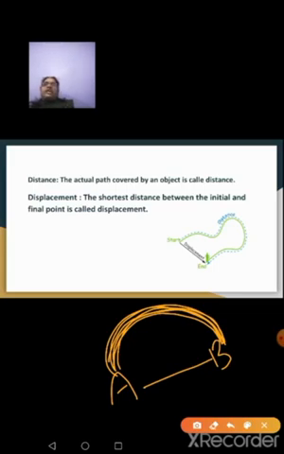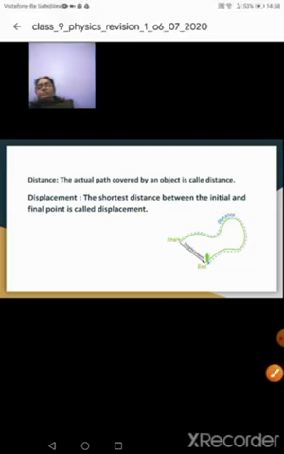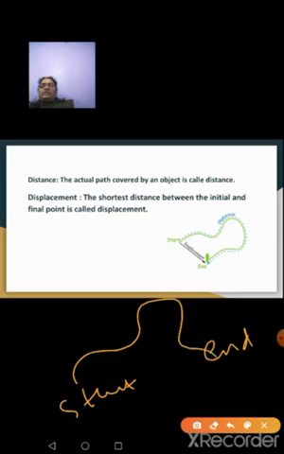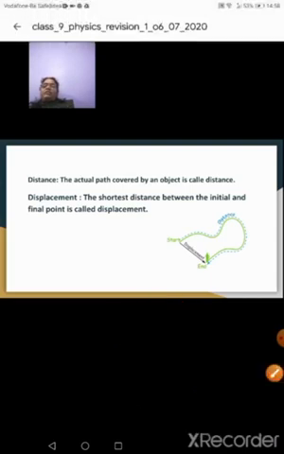So distance is the actual path covered by an object, and displacement is the shortest distance between the initial and final point. An example given here, see. You have a starting point here and you have the end point here. The object has to move somehow like this. So this portion entirely is what is called your distance. This shortest route is what is called your displacement. Okay, next.